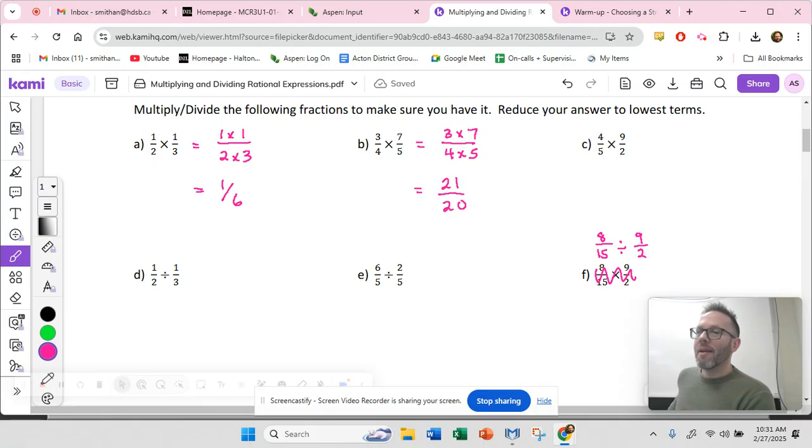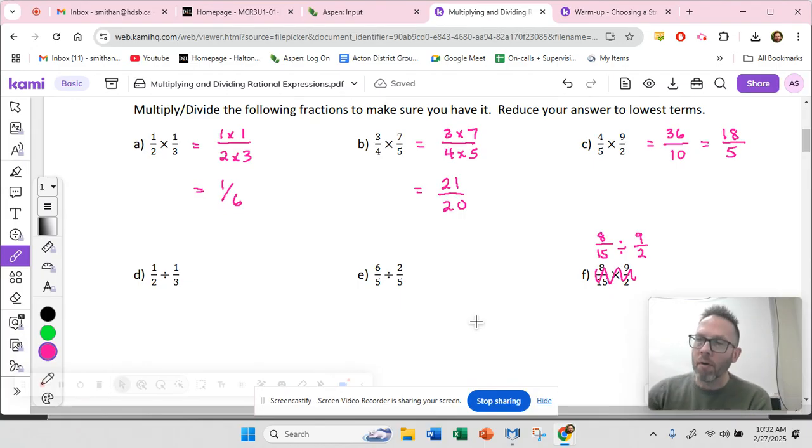Of course you did. Now, for C, I'm actually going to show you guys how you can do C two ways. So there's two options that you could do. The first way, you could just do what we just did. 4 times 9 is 36. 5 times 2 is 10. 36 over 10 is perfectly correct. However, that's not reduced to lowest terms. That could be simplified to 18 over 5.